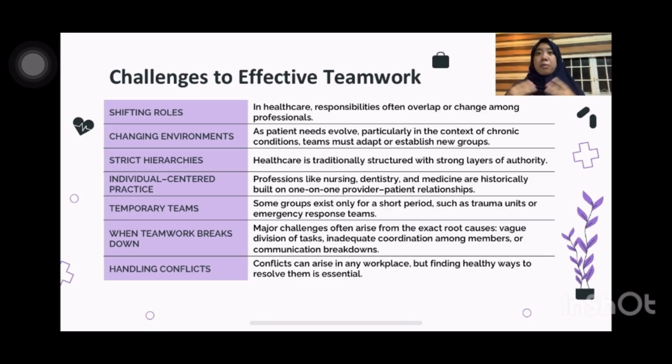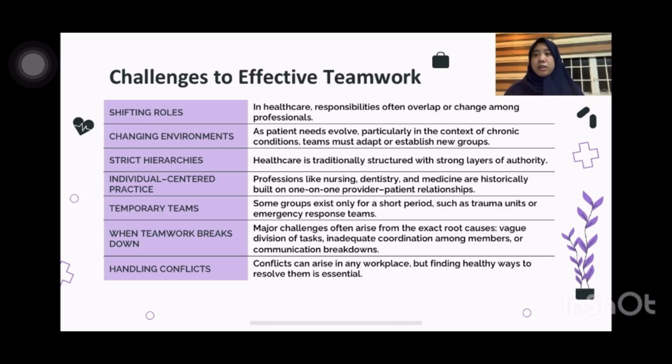5. Temporary teams. Some groups exist only for a short period, such as trauma units or emergency response teams. Their limited time together can make cohesion more difficult. 6. When teamwork breaks down. Major challenges often arise from the same root causes: vague division of tasks, inadequate coordination among members, or communication breakdowns. These lapses can result in missed deadlines, duplicated efforts, and diminished quality of work.